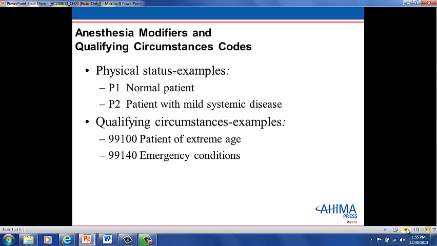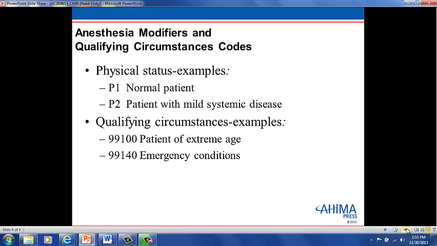99100, anesthesia for patient of extreme age, under 1 year and over 70 years. 99116, anesthesia complicated by utilization of total body hypothermia. 99135, anesthesia complicated by utilization of controlled hypotension. And 99140, anesthesia complicated by emergency conditions.